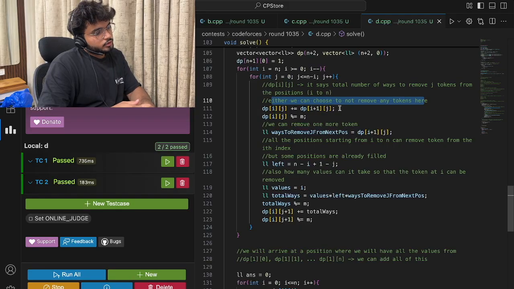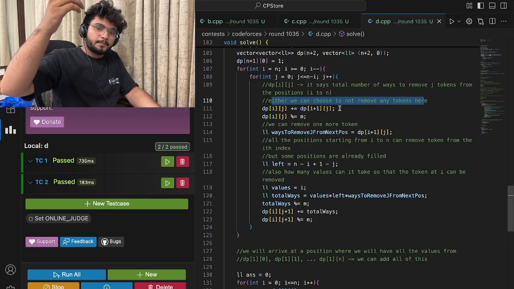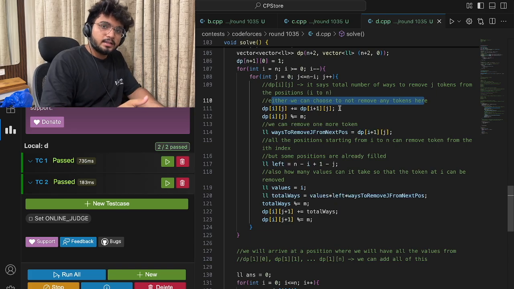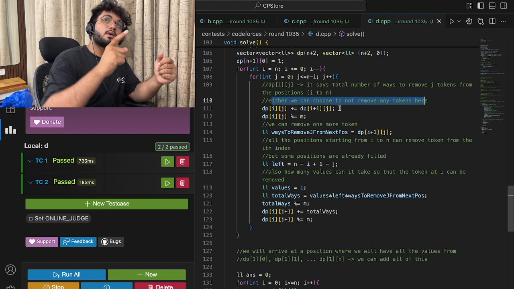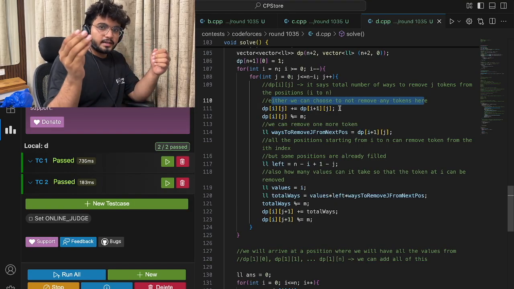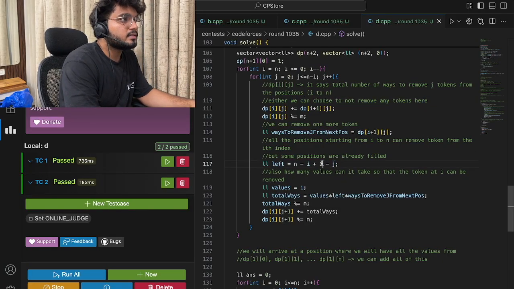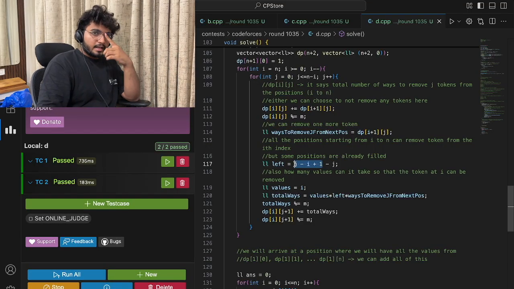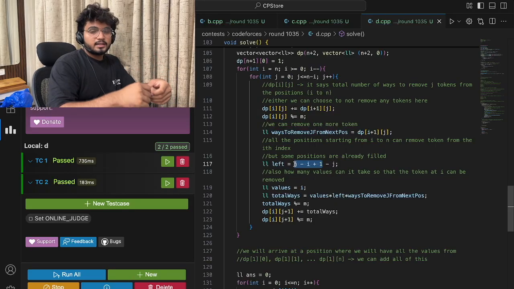Or we can choose to remove one more element, right? So we'll see how many ways there were to remove j elements in the previous position. Now we want to remove one more element in the current position. This current element can be removed by either the current index or the indexes that were left in the higher positions. So how many indexes were left? The total number of indexes minus the total number of removed indexes, right? So these elements were left, and these elements can actually remove the token at the current position.